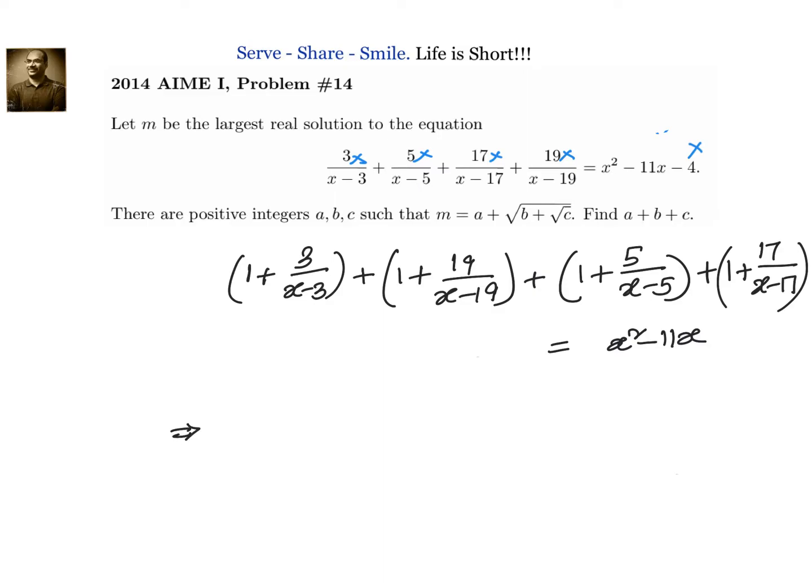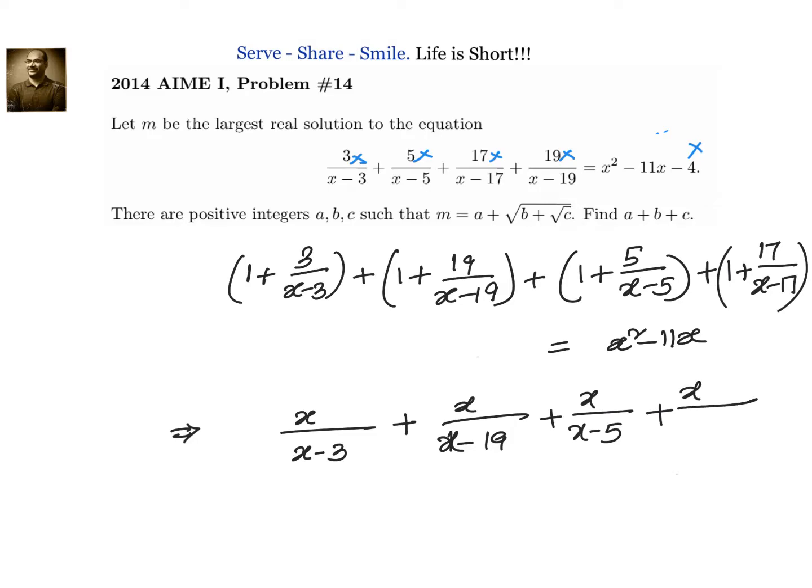Now let us simplify this. What will happen? It will become x by x minus 3. So you can see how our idea is working out, how we want to solve this. x by x minus 19 plus x by x minus 5 plus x by x minus 17 is equal to x into x minus 11. That means now we can take out x from everywhere. This x can be removed. Now what is left out? Left out is 1 by x minus 3.